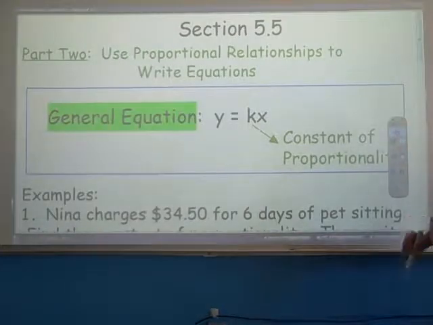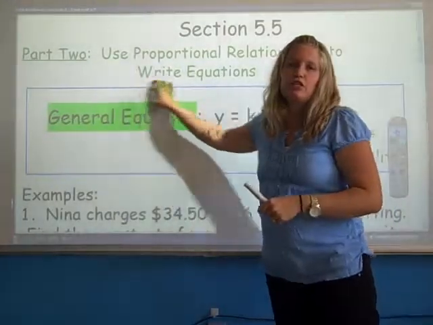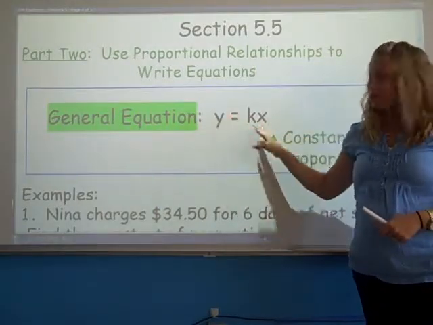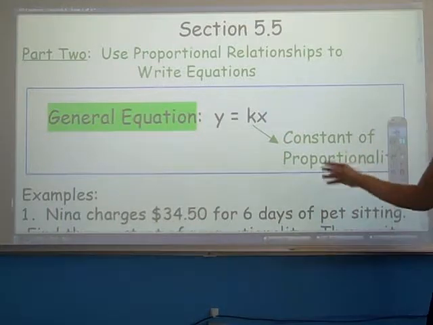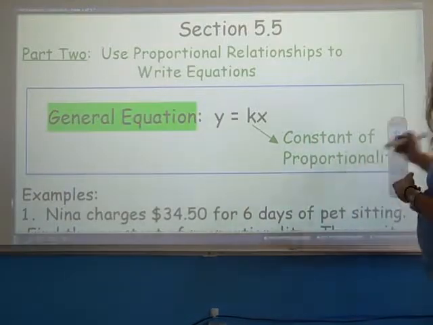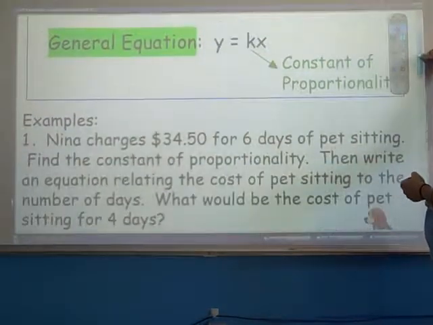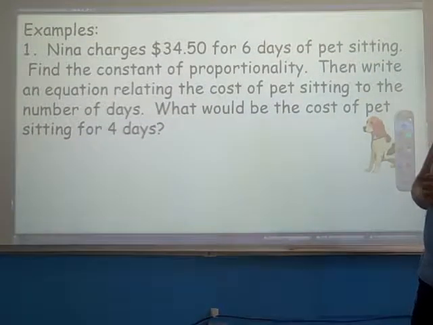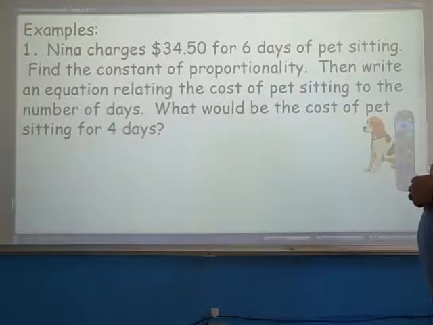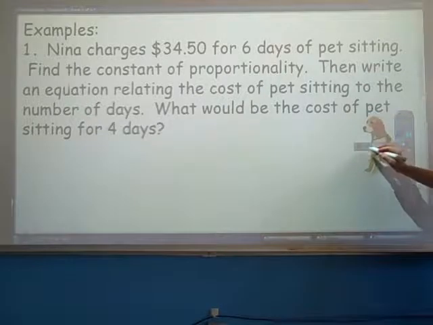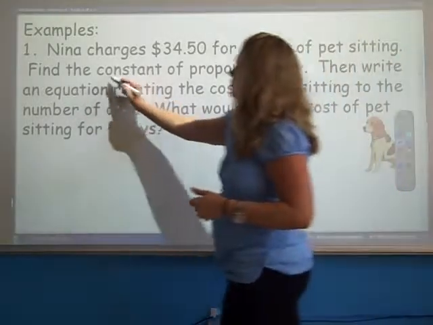Part 2. Use proportional relationships to write equations. Now, this is the general kind of equation that you're going to be using. Y and X are the things that you're comparing, and K is your constant of proportionality. So what it's generally increasing by. There should be some form of a constant going on. Okay. Nina charges $34.50 for 6 days of pet sitting. Find the constant of proportionality. So we want to know, part 1, the constant.